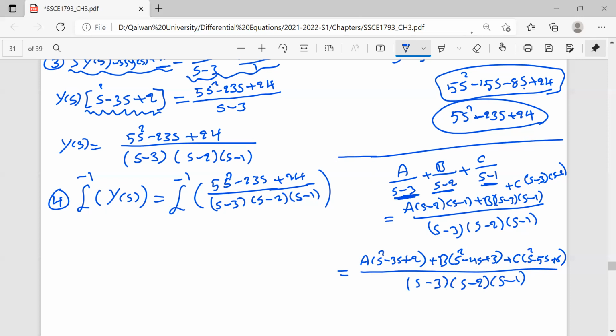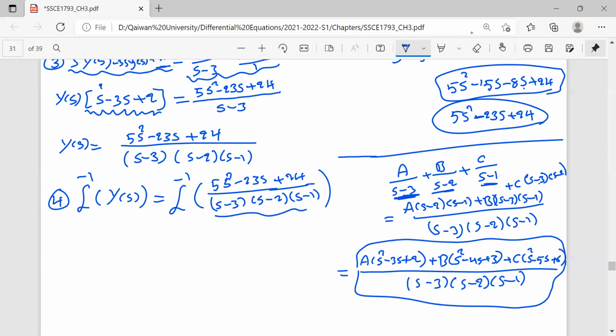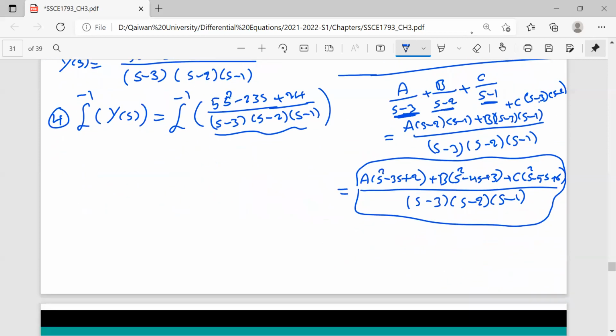We now say this fraction is equal to this one, because they both equal a over s minus 3 plus b over s minus 2 plus c over s minus 1. Since these are equal and their denominators are the same, their numerators must be the same also.